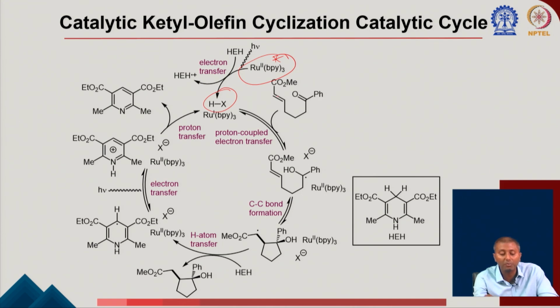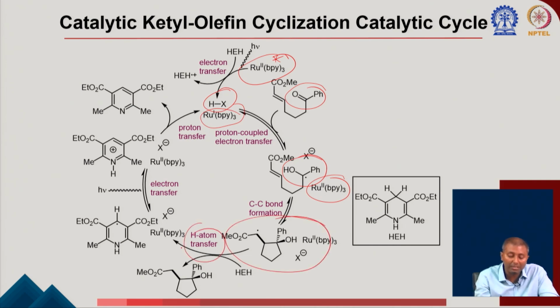We are going to talk about this mechanism after a few slides. First there will be an electron transfer going to happen, and you end up forming the ruthenium 1. At that stage, it goes for a proton coupled electron transfer here to generate this species, converting the ruthenium 1 to the ruthenium 2 here. Now you can go for the ketyl radical cyclization first, and then there will be a hydrogen atom transfer, and now you have this ruthenium 2. Then the ruthenium 2 can go to the corresponding excited state and start the process again. There will be electron transfer from here, and it starts the process.